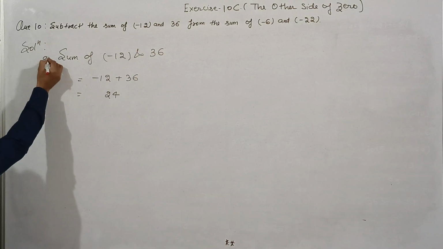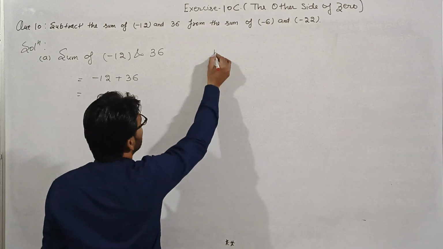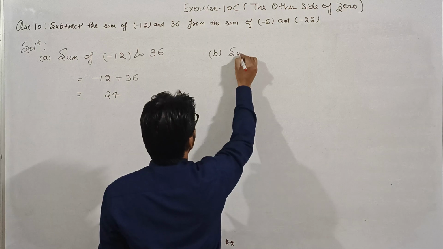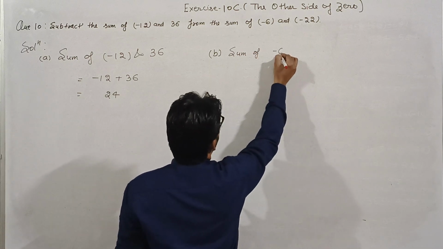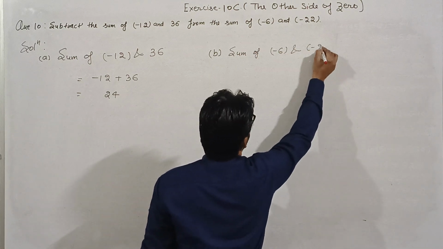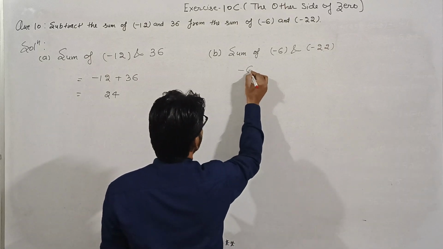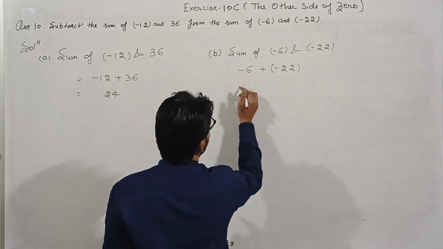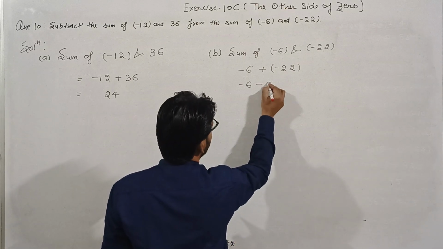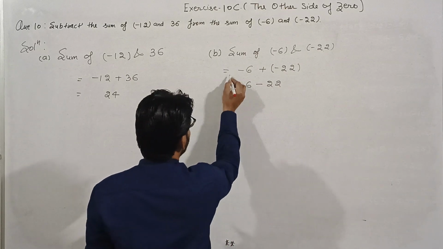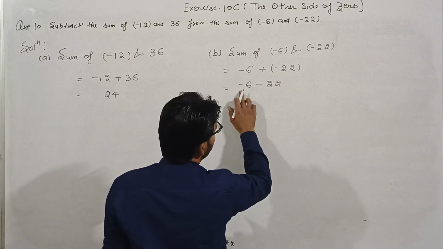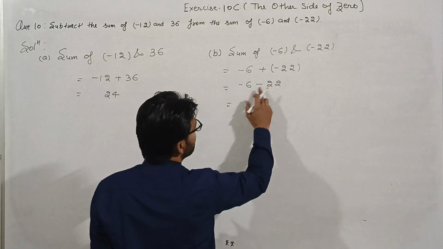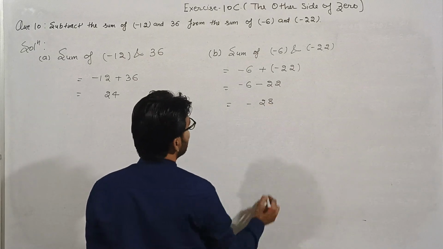This is the A part, and the second is the B part. Now we need to find the sum of minus 6 and minus 22. So minus 6 plus minus 22, which is minus 6 minus 22. Minus minus plus, but our answer is negative. 6 plus 2 is 8, so we get minus 28.